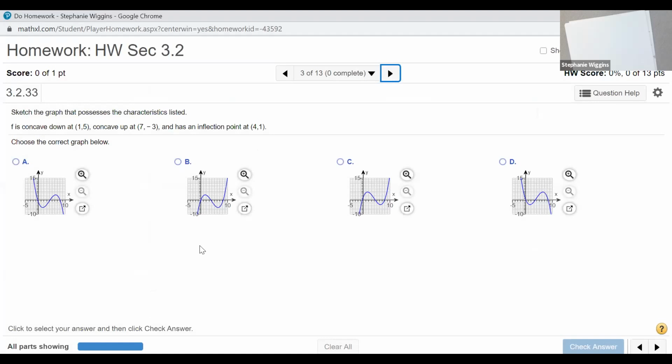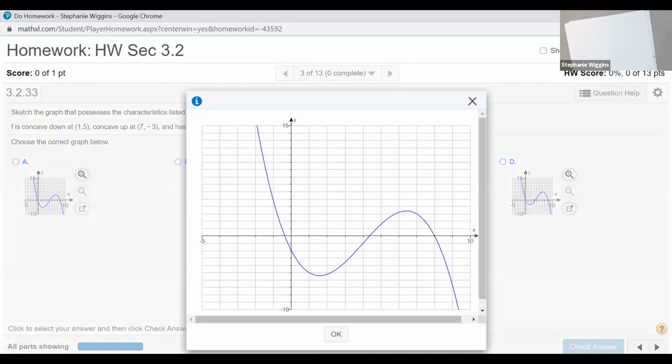All righty, so it says sketch the graph that possesses the characteristics listed. So the first characteristic is that it's concave down at 1, 5, and it's concave up at 7, -3. But I said, remember, start with the first. So 1, 5. I'm going to look at this graph, and I'm going to find 1, 5. Here, x equals 1, y equals 5. This point, where my cursor is, or my arrow, is not even on the curve.